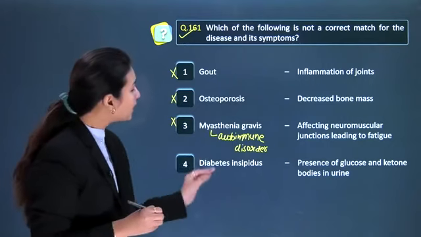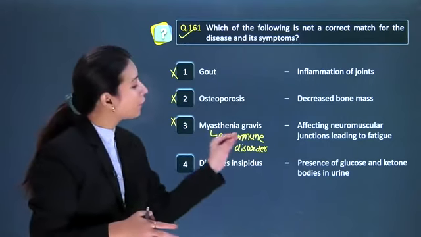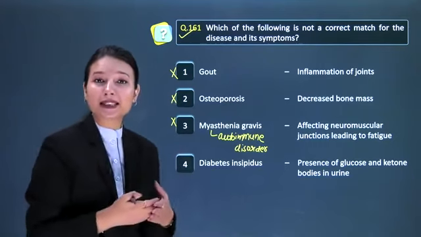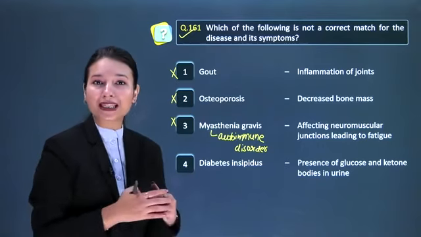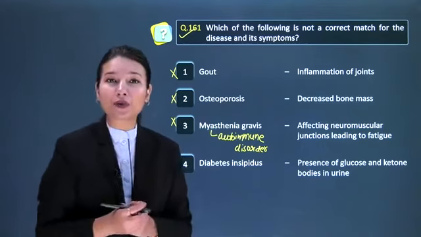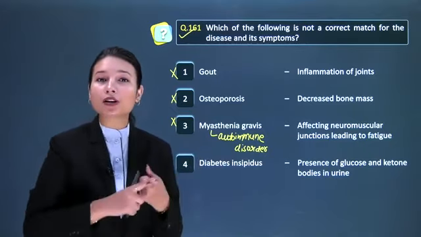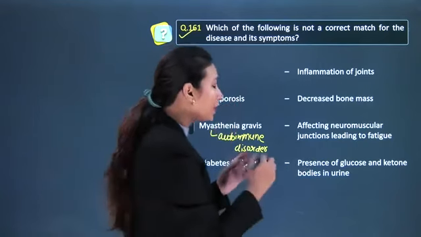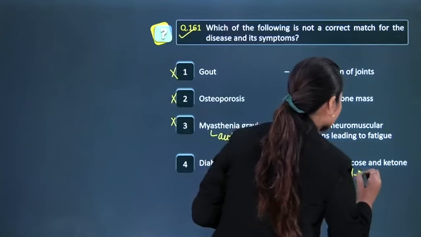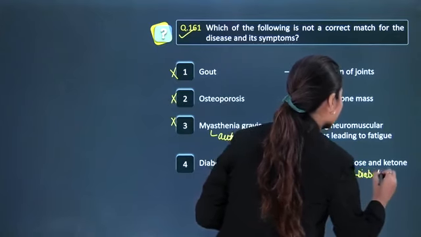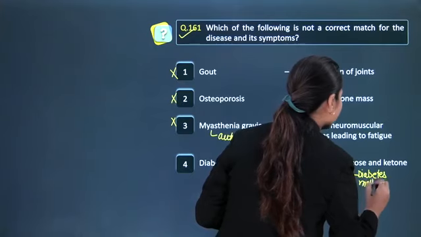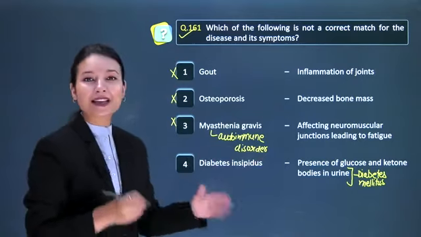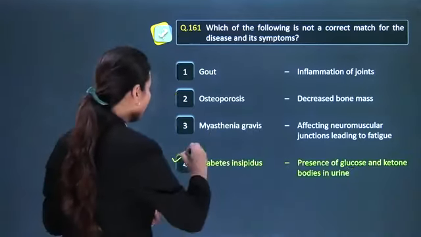Option number 4, diabetes insipidus matched with presence of glucose and ketone bodies in urine. Now students, ये match गलत है because diabetes insipidus is caused due to hyposecretion of ADH, also known as antidiuretic hormone, and this is characterized by water loss and dehydration. The presence of glucose and ketone bodies in urine is indicative of diabetes mellitus, which is due to hyposecretion of insulin. So यहाँ पे ये match incorrect है. So our correct answer here is option number 4.